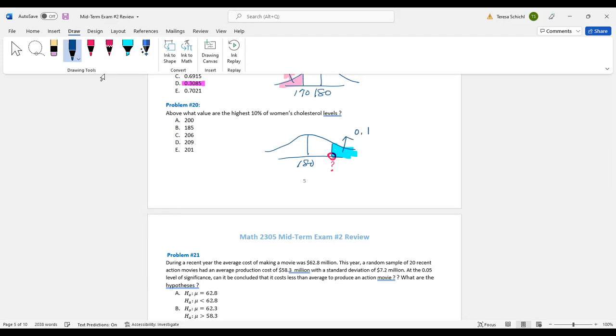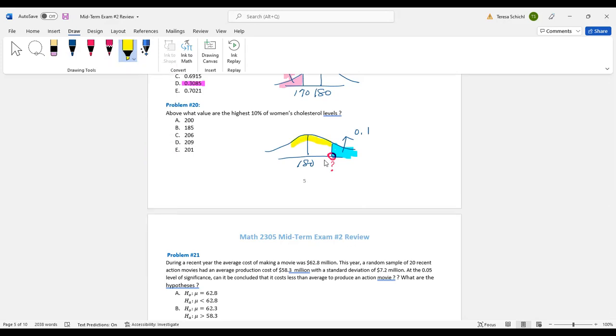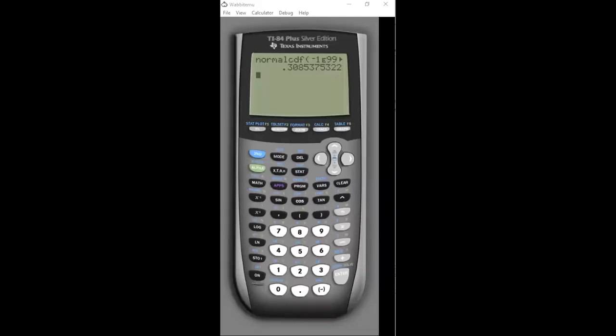So it's 0.1. If I want to find the value of x, I need to use inverse norm. But for the inverse norm, the input is always to the left. The left of the dotted line is this yellow area, correct? If the light blue is 0.1, what is this yellow area here? It's 0.9. Okay, now let's go to our calculator again.